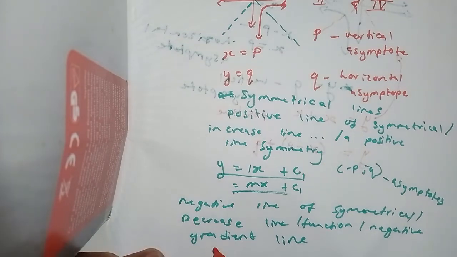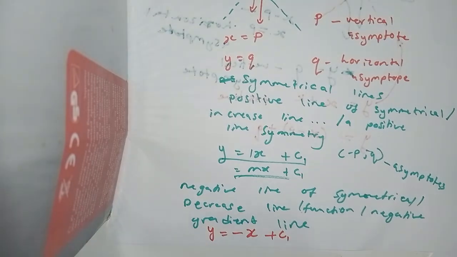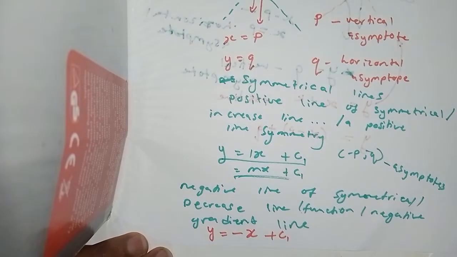And this one is written like this. It's y = minus x plus c1. You see, if you can check, they are different. This one is positive, this one is negative. These are the line of symmetry. I hope you understand. Let's move.